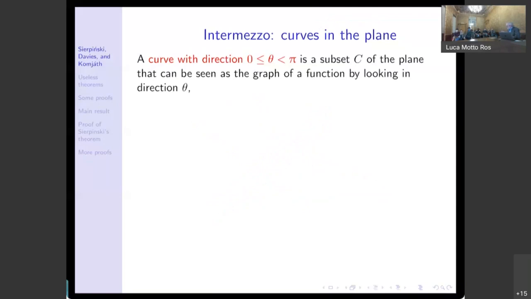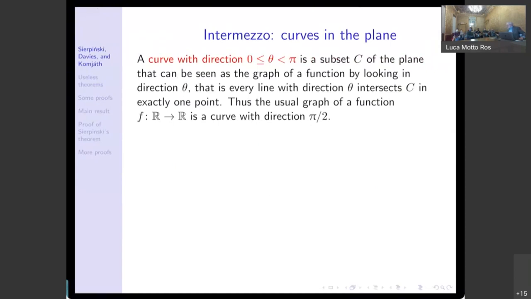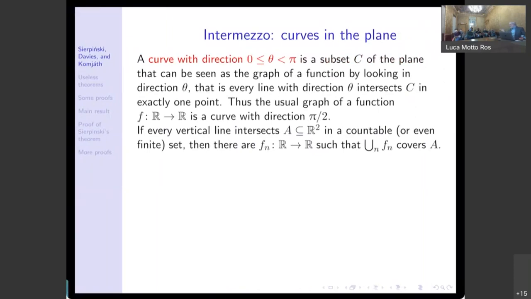A curve with direction theta, in 0 to π, is a subset C of the plane that can be seen as the graph of a function by looking in direction theta. Another way to say it is that every line with direction theta intersects C in exactly one point. Or you take the graph of a function and rotate it by some suitable angle. So the usual graph of a function is a curve with direction π over 2. A curve doesn't determine a direction. There could be many. Yes, the curve does not determine a direction.